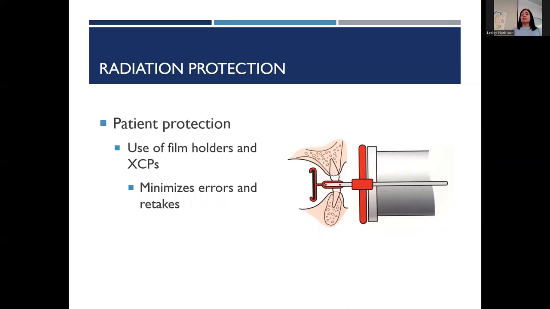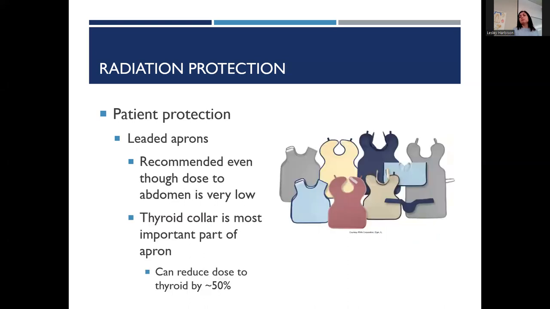Patient protection, we use the XCPs. This also gives us a better picture the first time around. Because of that, it's going to cause less radiation because you're not going to have to take the picture again if you get a good shot. So that's why we learn to use the XCPs: it minimizes errors and retakes.